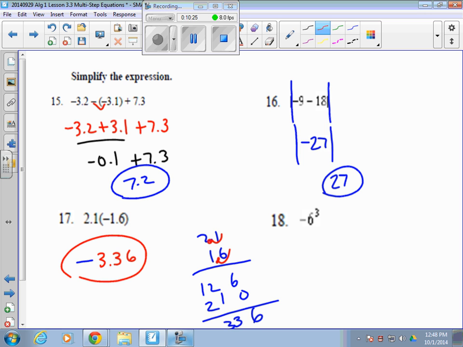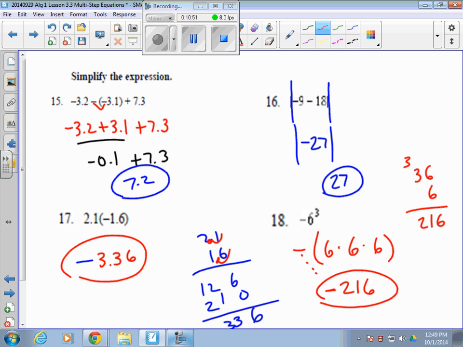Negative 6 is not being raised to the third power. 6 is being raised to the third power. So this acts like negative 6 times 6 times 6. We know 6 times 6 is 36. You might have to do it like this. 36 times one more 6: 6 times 3 is 18, 19, 20, 21, is 216. And then bring down that negative in front. Very important. It's not positive. It is negative 216.